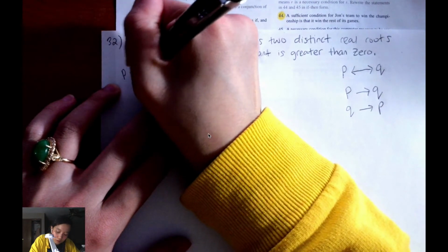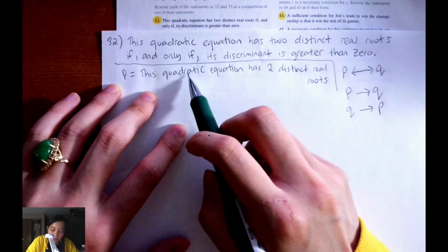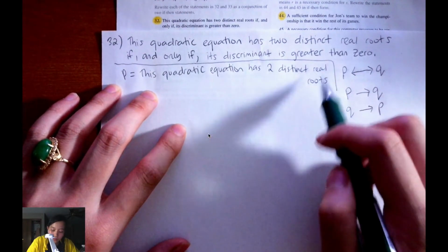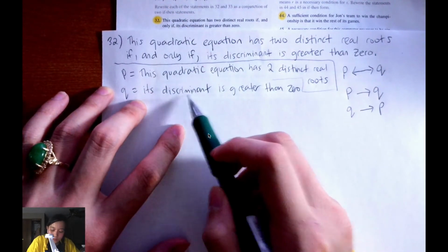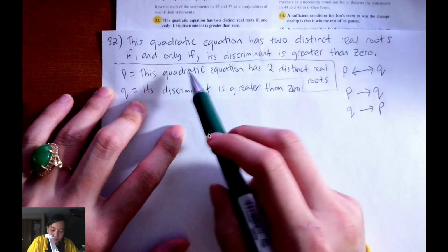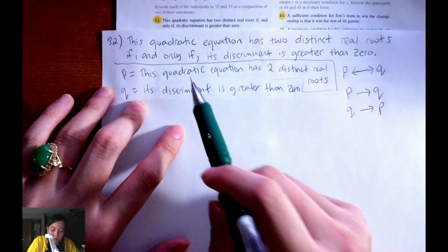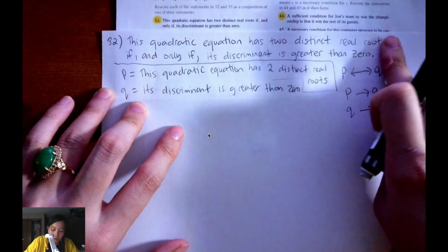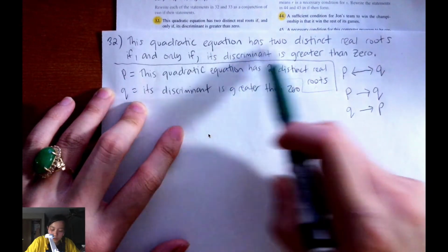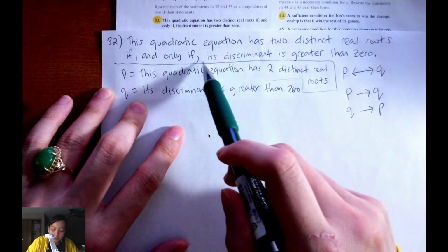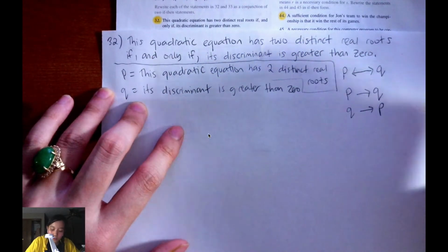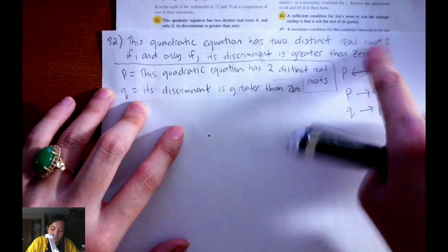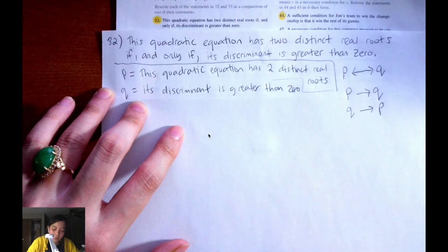So in this case, p would equal, this quadratic equation has two distinct real roots, and q is, its discriminant is greater than 0, it being the quadratic equation. Now, I got p and q from the sentence right here. P was the first part of the if and only if, and q was the second part of the if and only if.